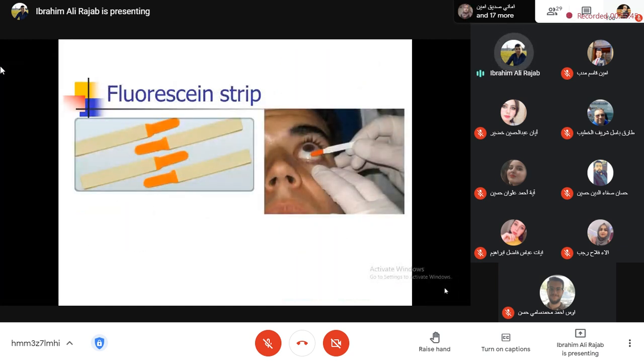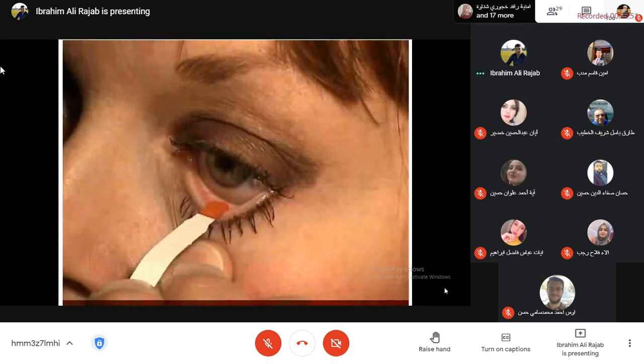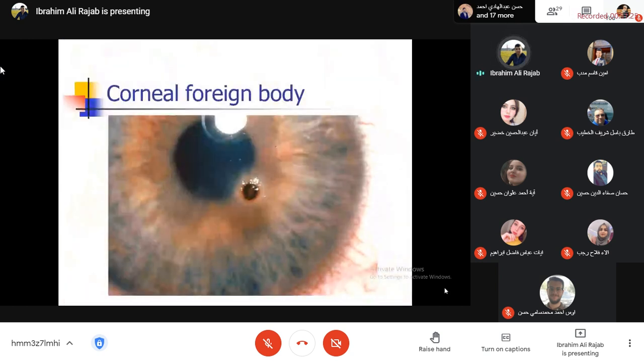This is the fluorescein strip to stain the conjunctival sac and the tear film. We use a special light filter called a cobalt blue filter with this fluorescein stain. The tip of the strip is orange, and we put it in the conjunctival sac and it stains the tear film. The whole tear film will become fluorescein stained, but in the area of the abrasion or ulcer, the fluorescein stained tear film will accumulate there, and we will observe the pooling of this stained tear film. This is a picture of a corneal foreign body.